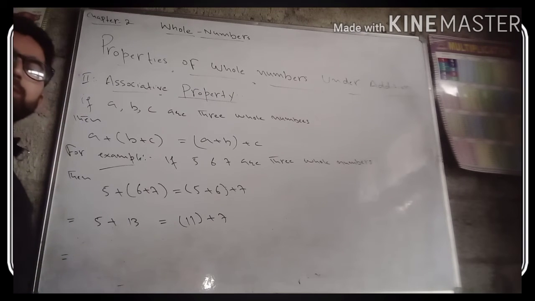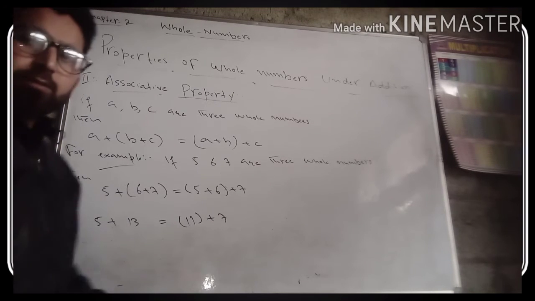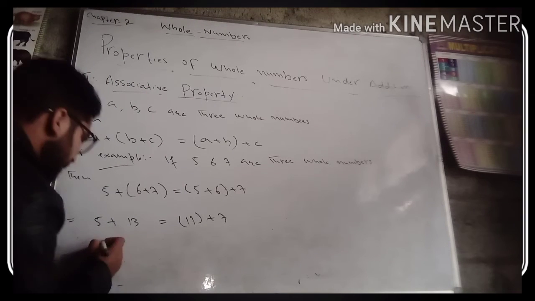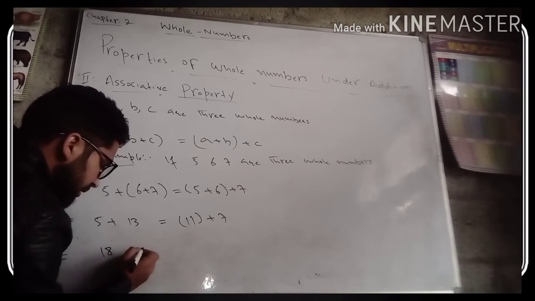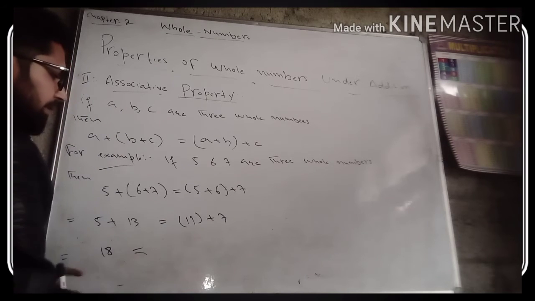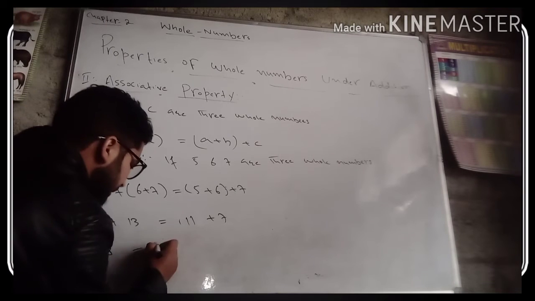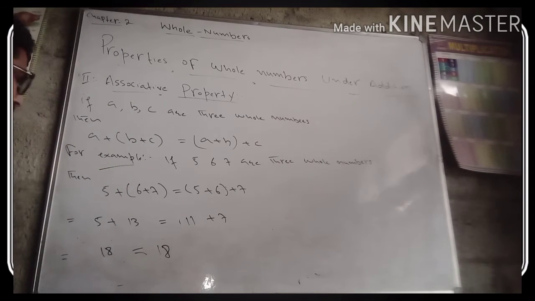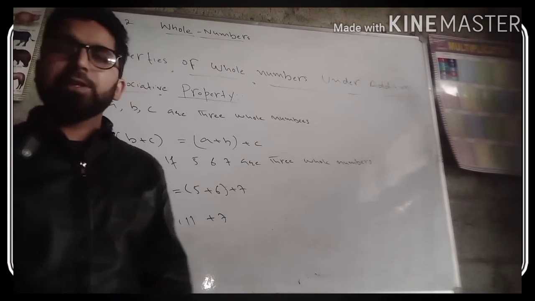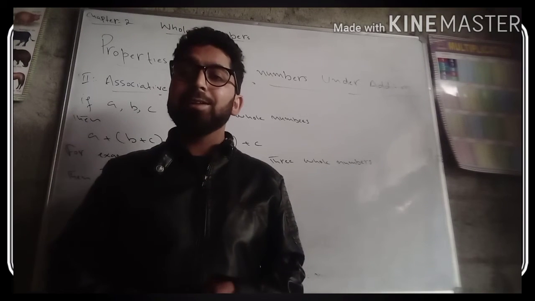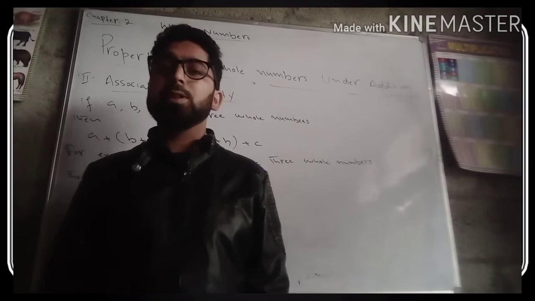I am adding them on both sides and I will get the same result. It is 11 plus 7, that is 18. Similarly we have 6 plus 7 is 13, plus 5 हो गया 18. So the result is same. So we can say that associative property is also valid or it works out in addition.